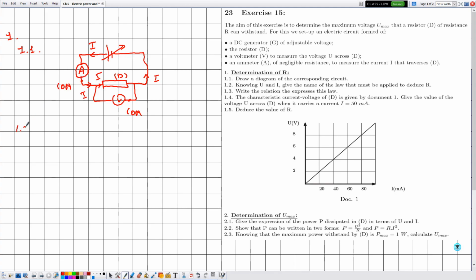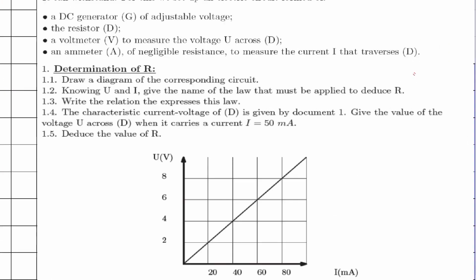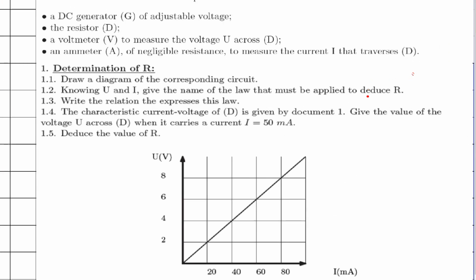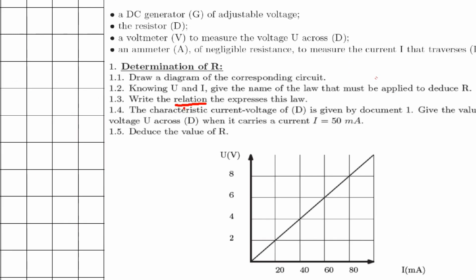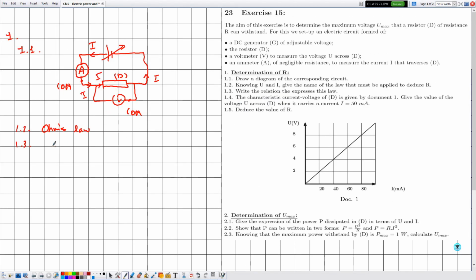Now in 1.2 they are telling me, knowing U and I, give the name of the law that must be applied to deduce R. R can always be determined using Ohm's law. Now in 1.3 they are telling me, write the relation that expresses this law, and by the relation it means the equation or the expression, which is simply given by U is equal to R multiplied by I.